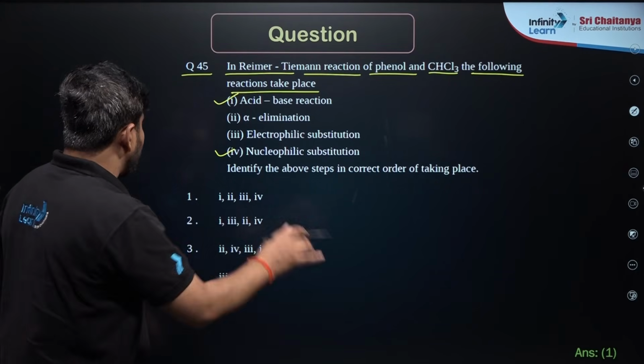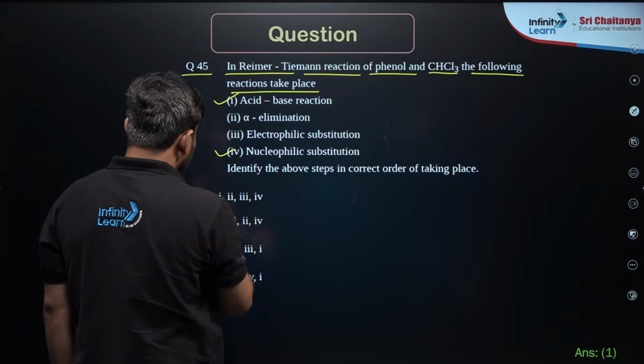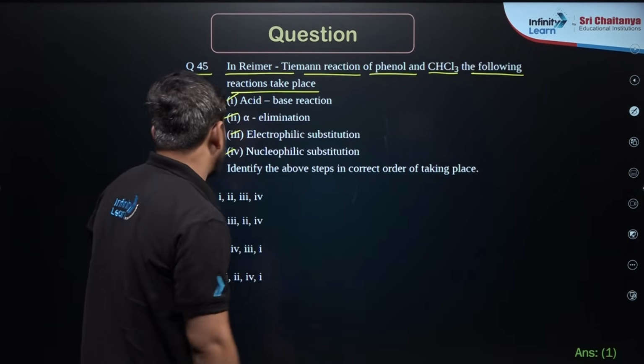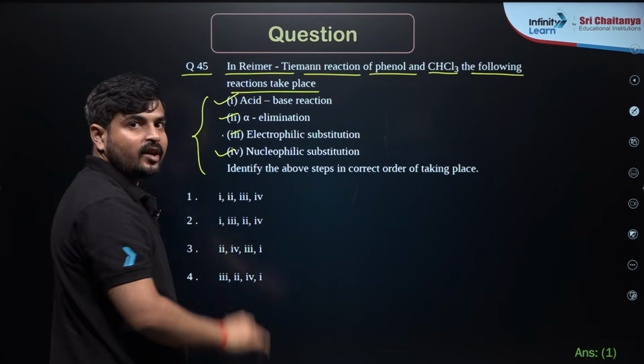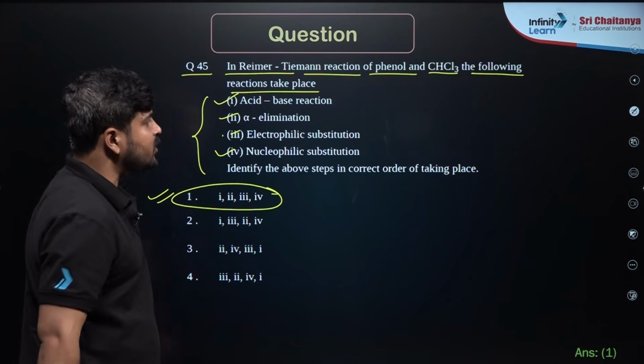So which option? Option first, and after that fourth one is also correct. Third one also, and second one also is correct. So all these steps are included in the Reimer-Tiemann reaction. So option number one is the correct answer for this question.